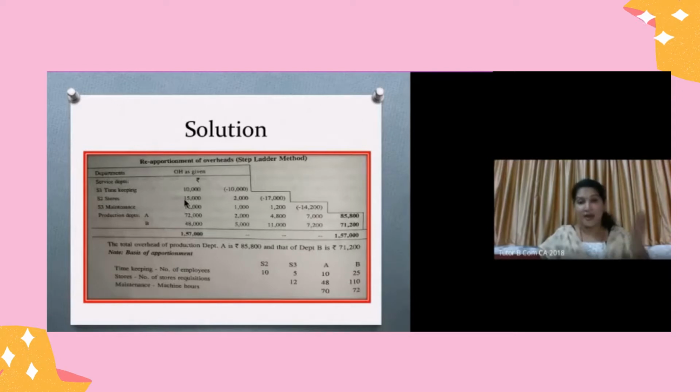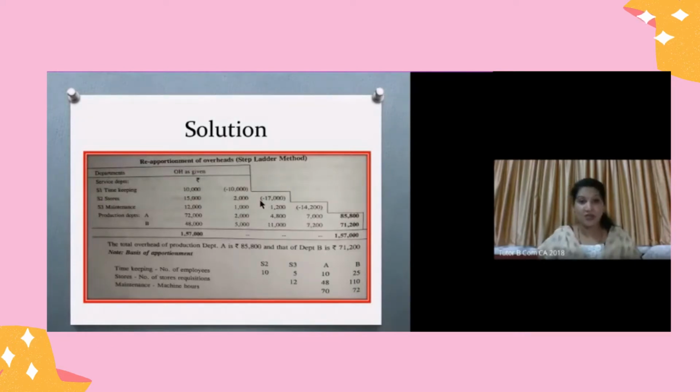But we know that along with the primary distribution summary, we will have to add the share being shared from S1, that is timekeeping department. So what did we do? We totaled this. This is 15,000 plus 2,000, which gives us a total of 17,000, which we are going to nullify. Right. Now, how are we going to nullify? We are going to nullify that by sharing with the rest of the departments. In this case, since we are sharing the expense of S2, what is left with us is S3 and production department A and B, and we are going to share with them.